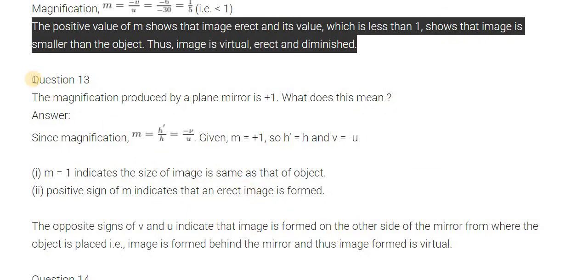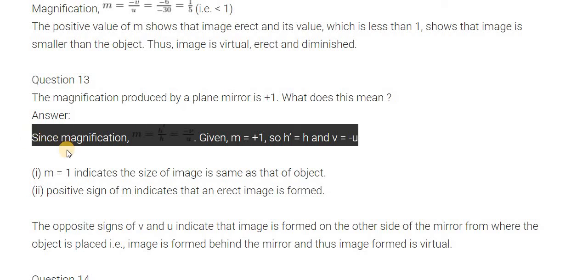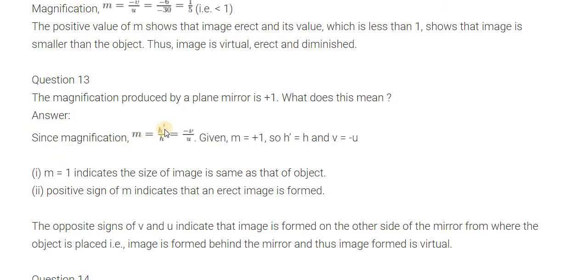Now let's move further. Question number 13. The magnification produced by a plane mirror is plus 1. So what does it mean? So answer: since magnification m is equal to, for a mirror, h dash divided by h is equal to minus v divided by u. Given m is equal to plus 1, so h dash is equal to h. That means v is equal to minus u. So m is equal to 1, which indicates that the size of the image is the same as the object.